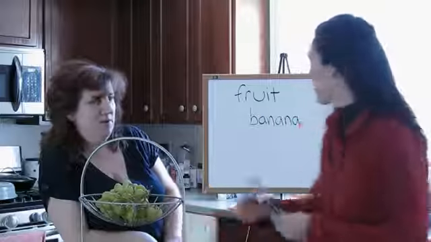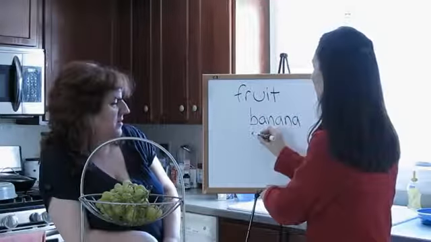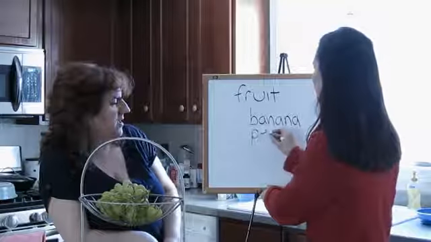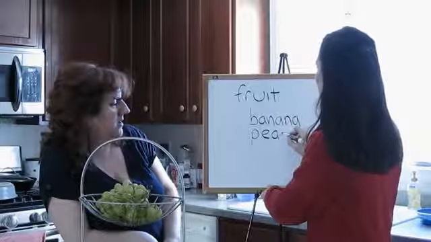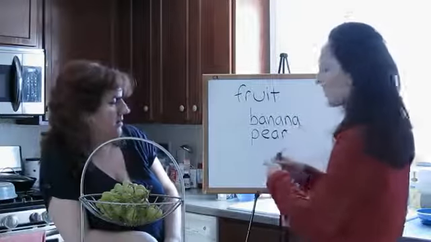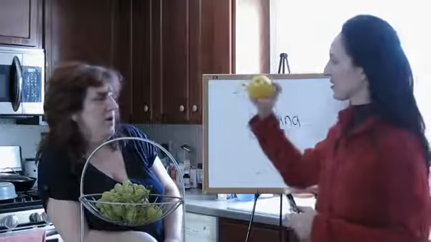Good. Pear. How do we spell pear? P E A. Good. R. Pear. And what's this?